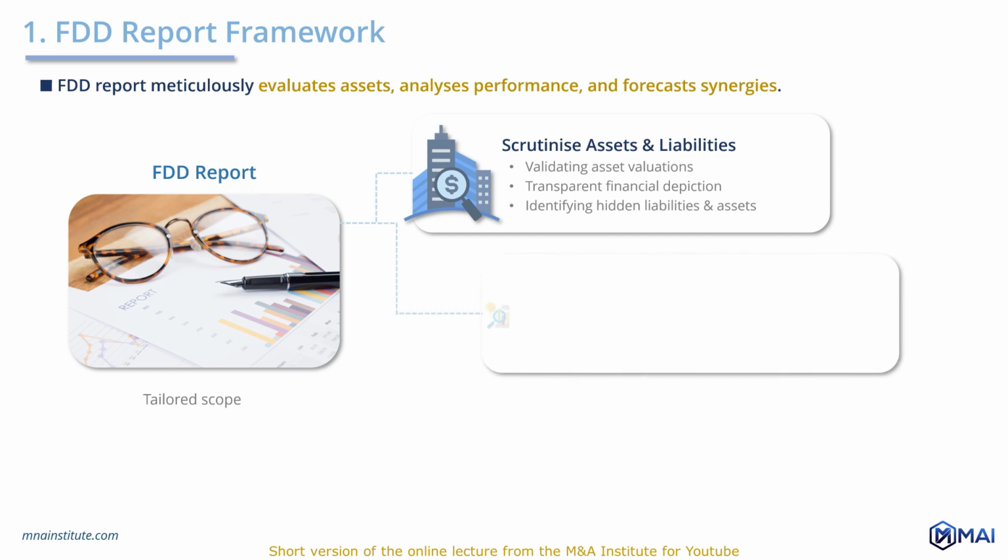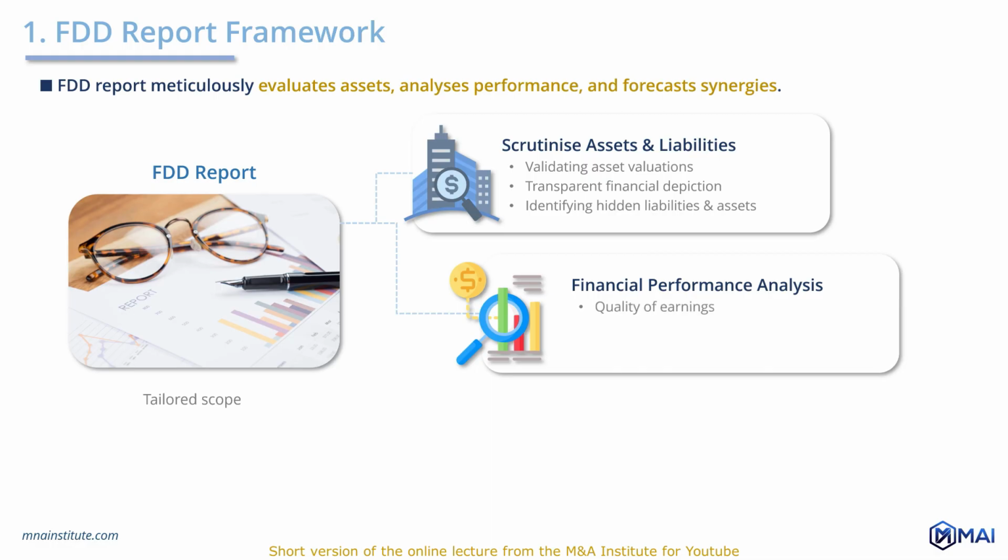2. Performance analysis. Investigating historical earnings goes beyond a simple profit and loss examination. It involves a deep dive into the quality of earnings. The goal is to ascertain a normalized EBITDA, a crucial indicator of the company's operational profitability, devoid of irregularities. This forms a sound foundation for an objective valuation.